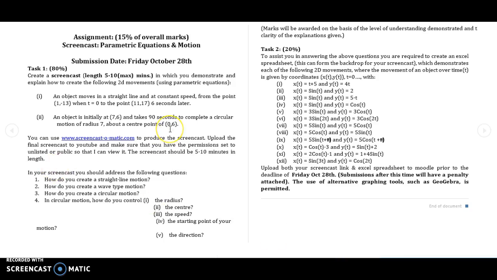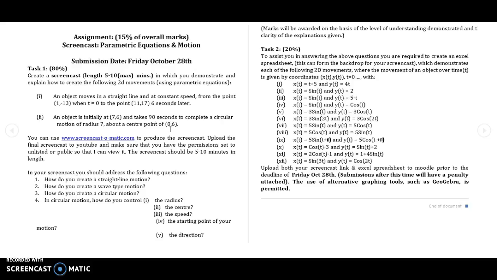So you also asked us a couple of questions. To create a straight line motion, you have both x and y increased by a coefficient, neither by sine or cos. Wave type motion is created by having either x or y increased by a coefficient and the other by sine or cos. Circular motion is created by having both x and y increased by sine or cosine.